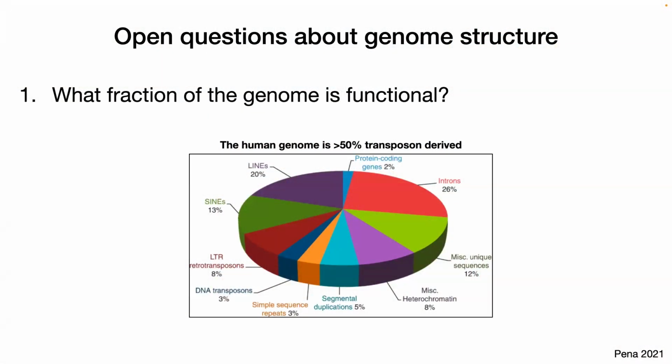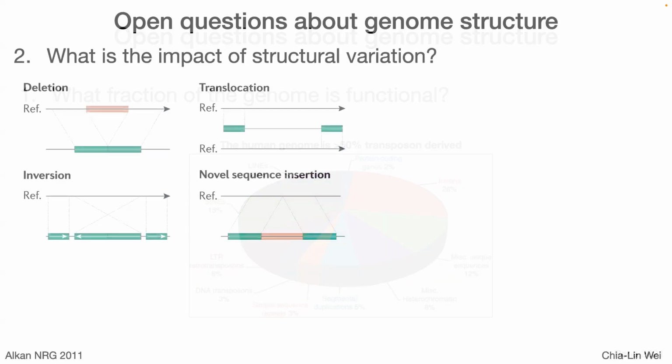So there are two questions about genome structure that really motivated the study. The first is to understand what fraction of the genome is actually functional. Are there hidden constraints or sequence elements or features that are really important for our genome to function that we don't know about? The second is to understand the impact of structural variation.